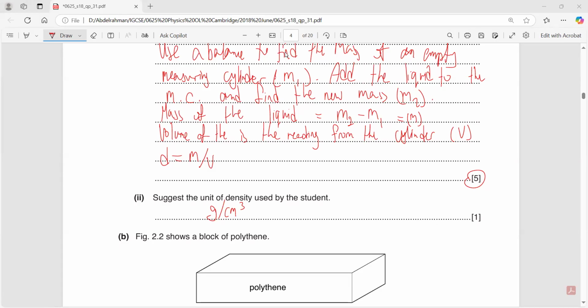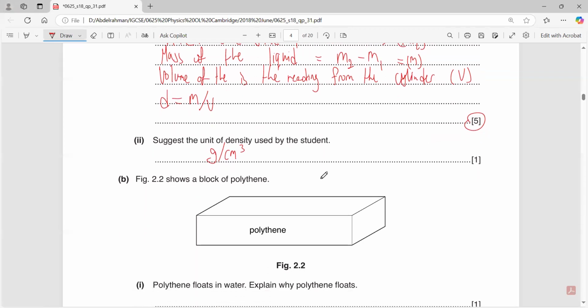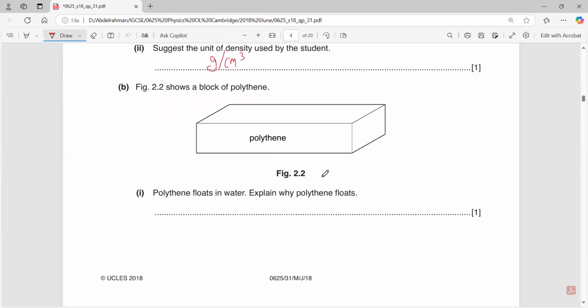I have a polythene block. It floats in water. Why does the polythene block float in water? Because it is less dense than water. Density is lower. Okay, good.